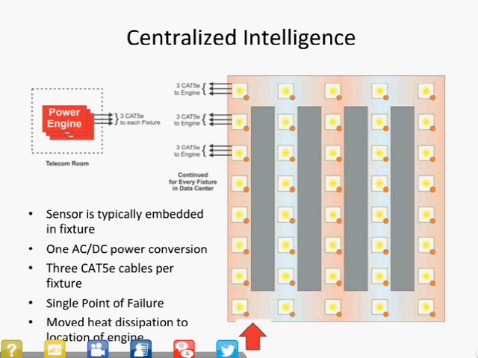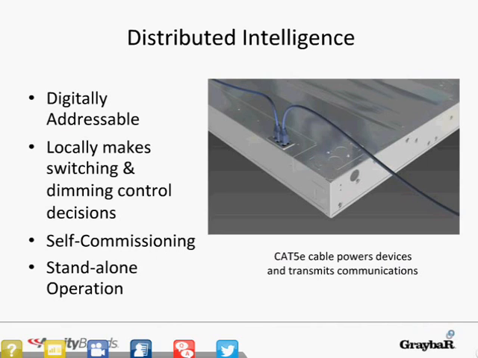So let's explore a distributed intelligence system. In this system, all devices contain an embedded microprocessor with a unique ID and have controls built right into them. There's no extra components per fixture. Simply connect a single Cat5e cable, connect all your fixtures and controls in the space, and you're done.